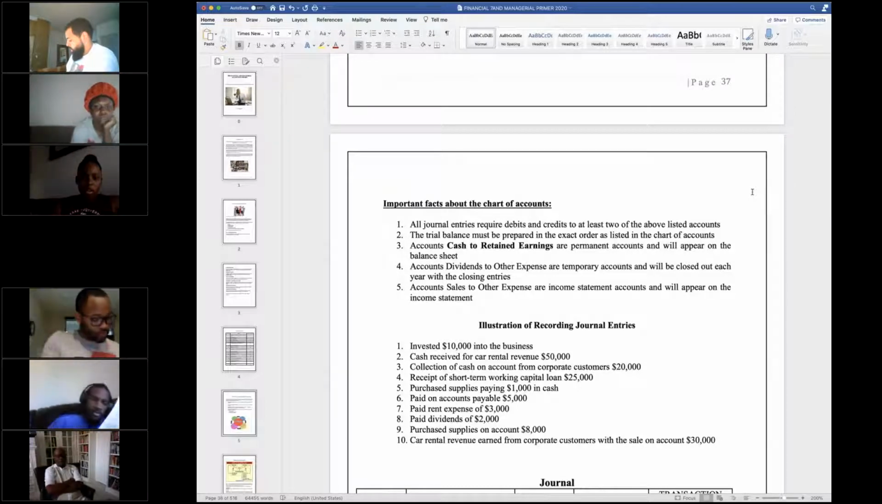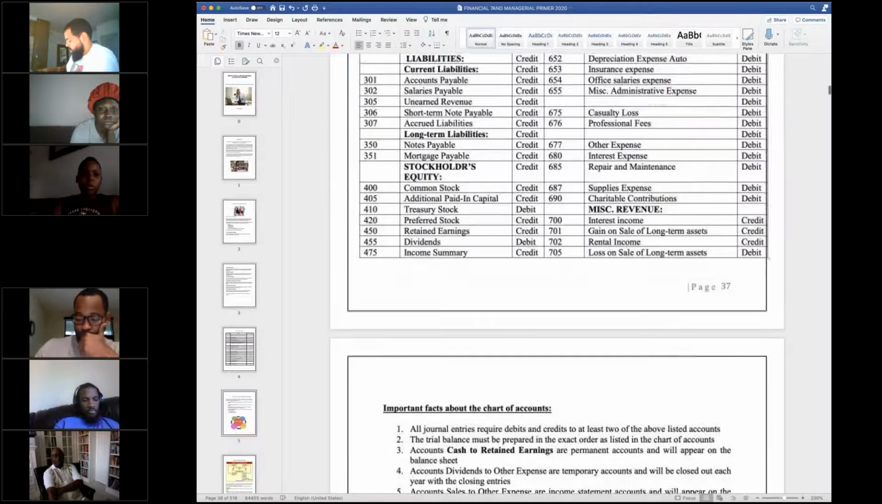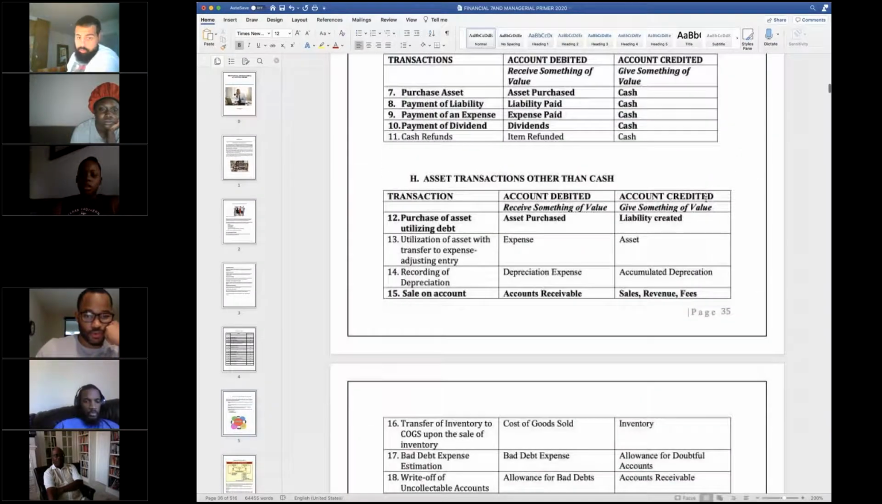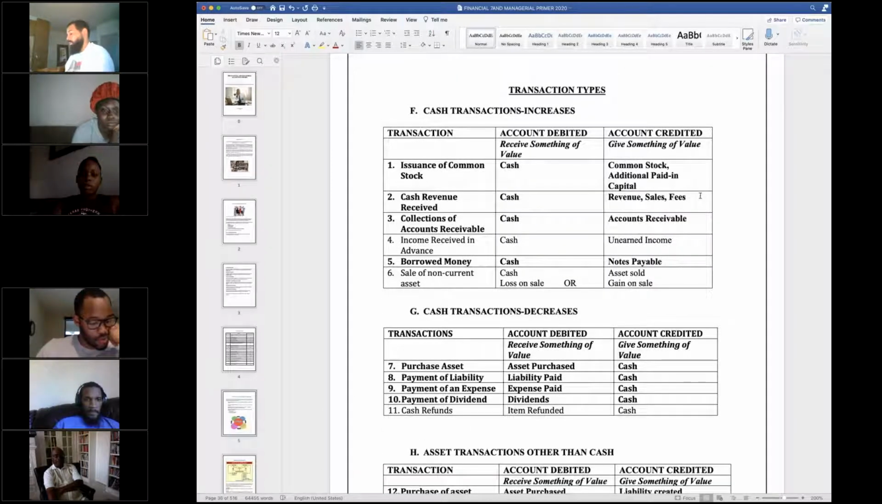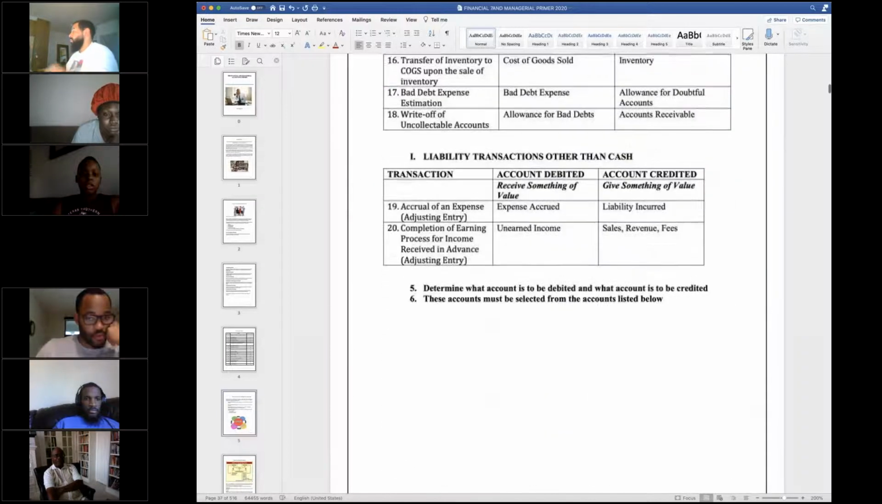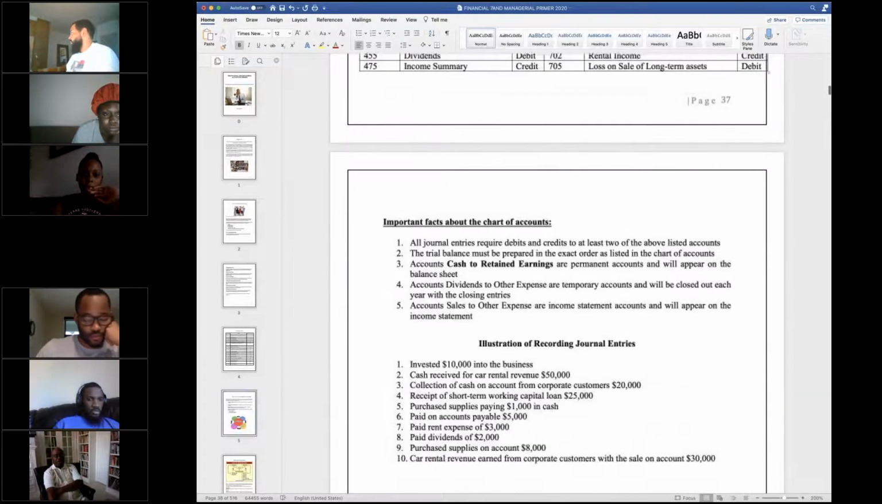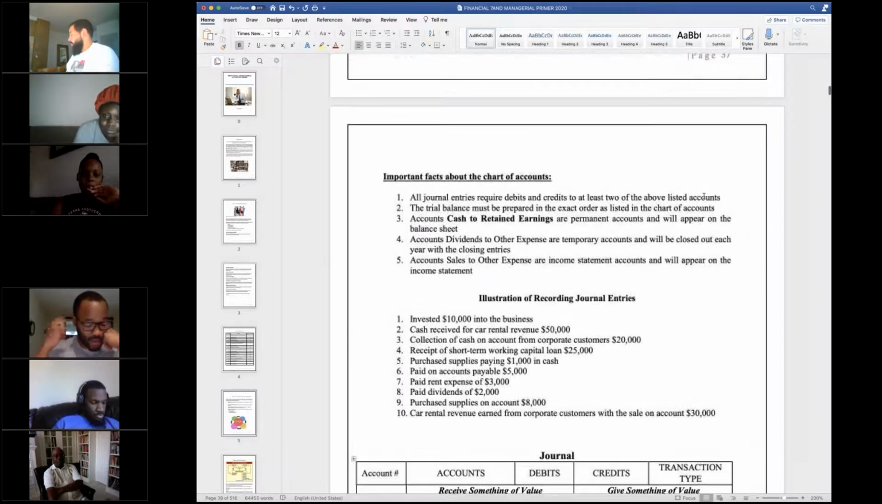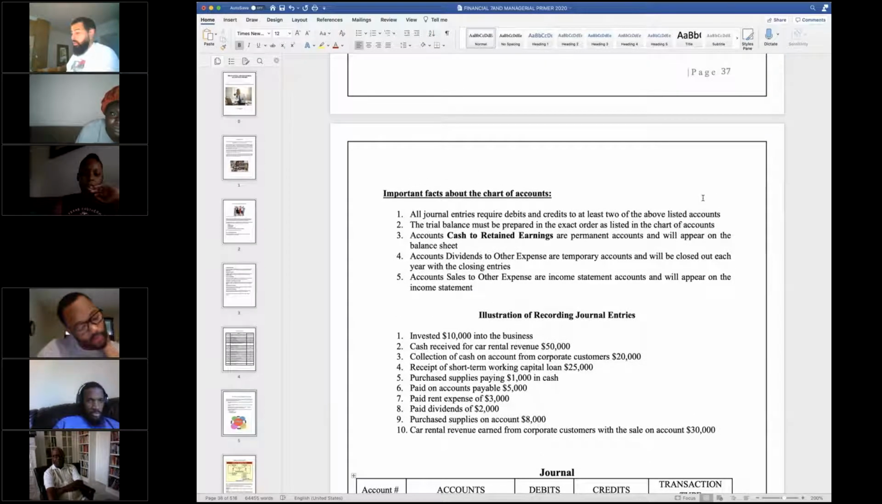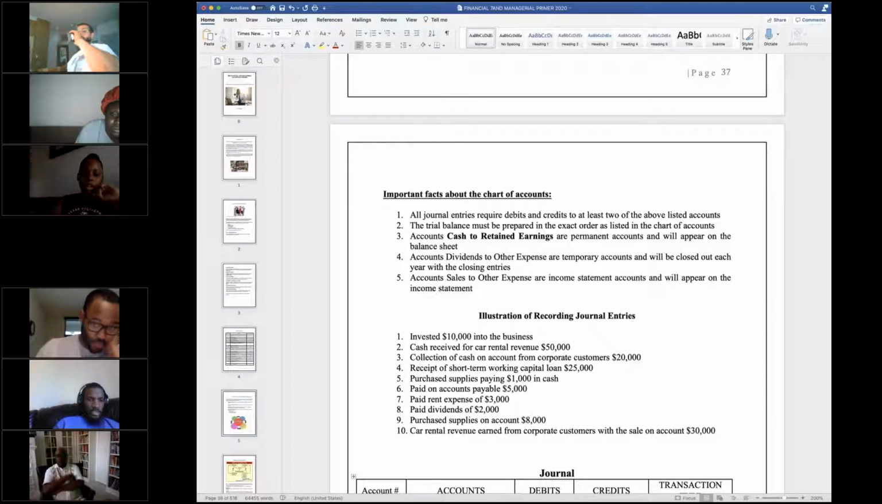Oh, okay. Wait, I'm doing the wrong one. So what you do is you go back up here and figure out the type. Honestly, I'm doing the wrong one. I got it right here on the screen. Is that the same transaction analysis you gave us last semester? Same one. Oh, okay. I already got it.